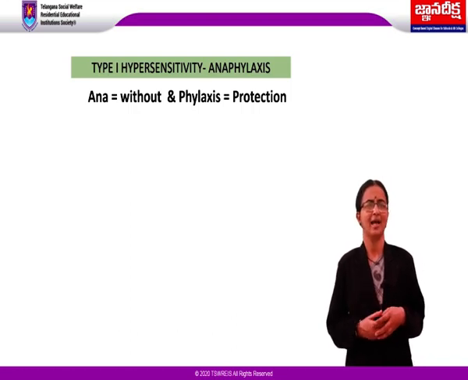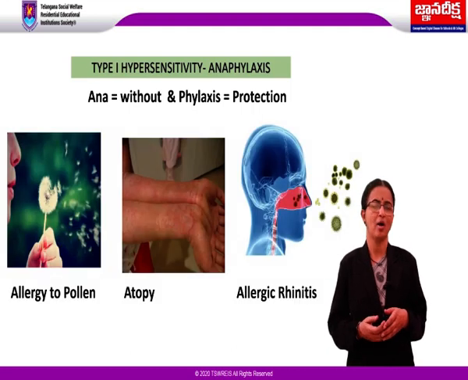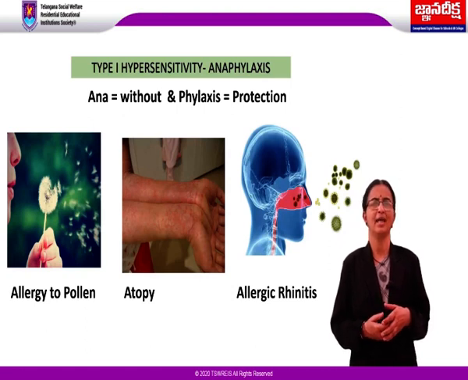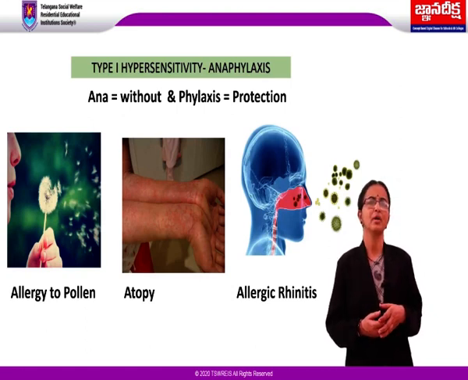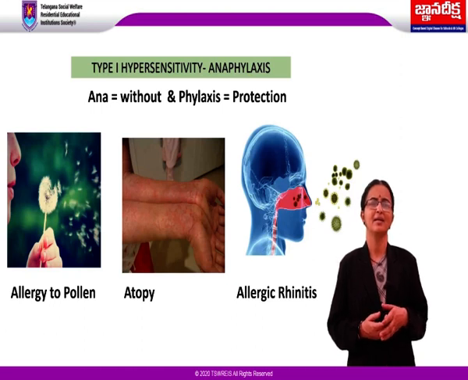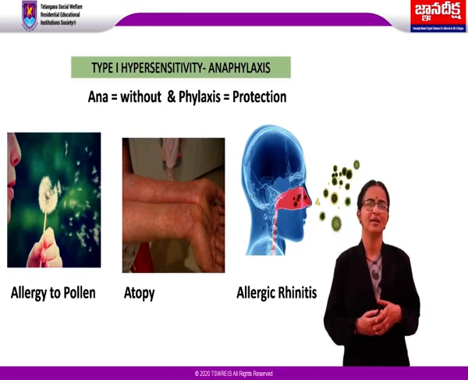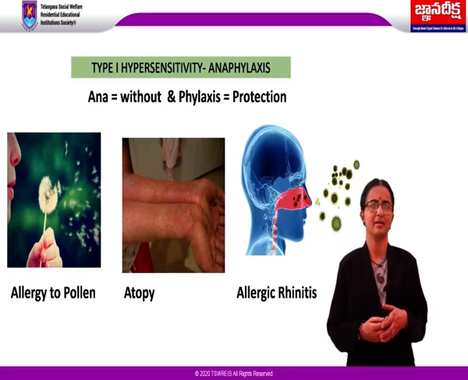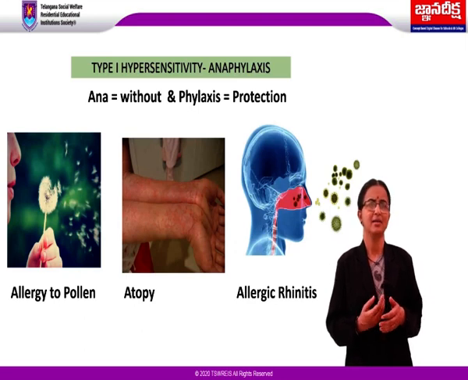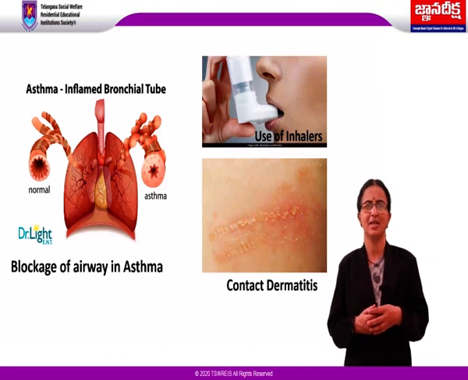Examples of anaphylaxis: atopy. Atopy means out of place or strange. The term was given by Coca and Cooke in 1923. It refers to the genetic tendency to develop allergic diseases such as allergic rhinitis, asthma, and atopic dermatitis caused by the allergen.